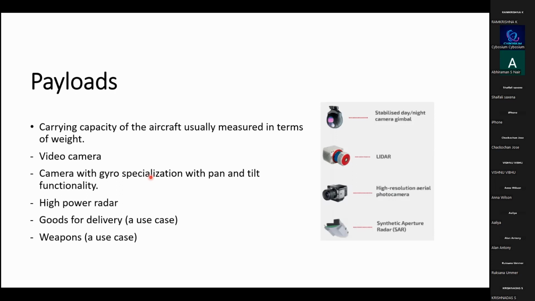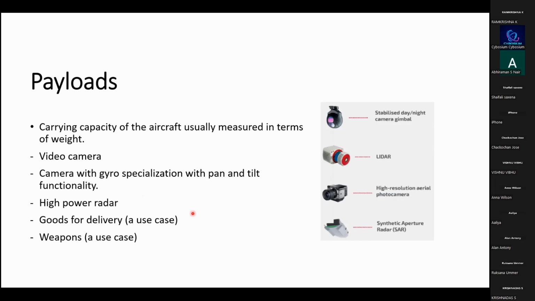Okay, so according to that, we have to choose propellers and motors and all of these things. So payloads can be a stationary video camera, or a camera with gyro stabilization, basically a gimbal camera which has pan and tilt movement. Then it can have a high power radar. And if it is a delivering drone, it can carry goods, whatever we have to deliver. So it depends on the use case.